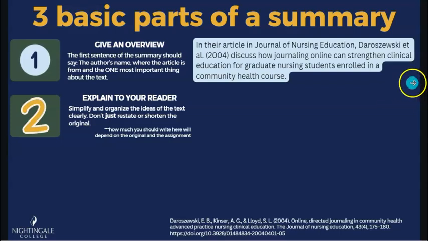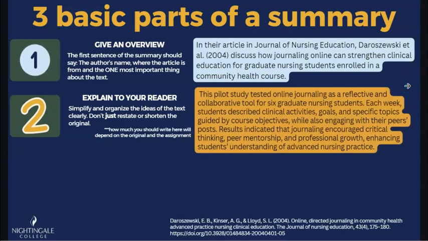Then, in the part where we explain the study, we really need to think about what's important for our reader. Depending on what the assignment is, we will be required to explain different things here. Maybe the summary should focus on the results. Maybe the summary is to look at what the researchers did, and so we focus on their methods. It really depends on what the assignment is.